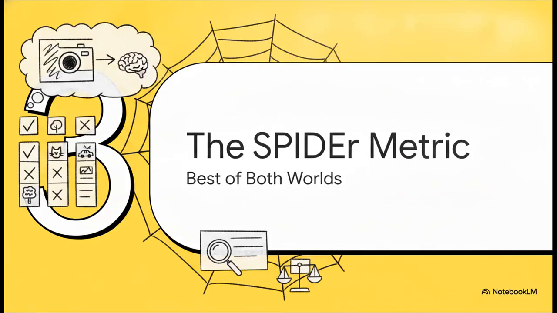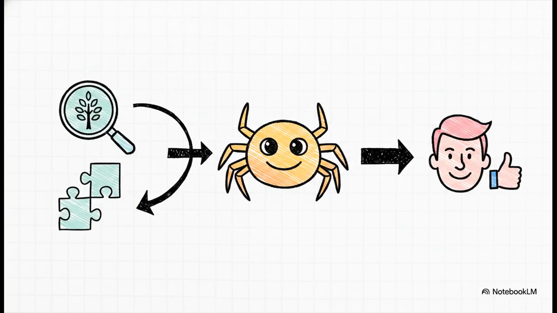Which brings us to Section 3, the SPIDEr metric solution, getting the best of both worlds. Researchers realized they absolutely needed the best of both worlds. Enter SPIDEr. It's this beautifully simple supermetric. It's basically a linear combination of SPICE and CIDEr.